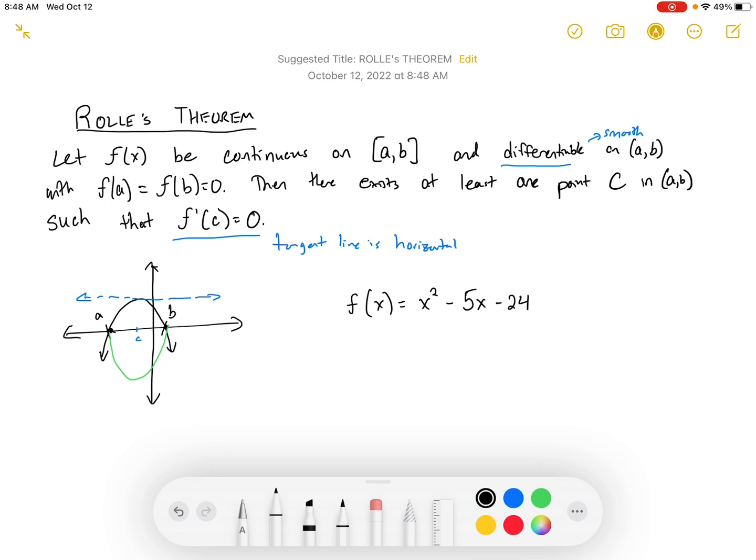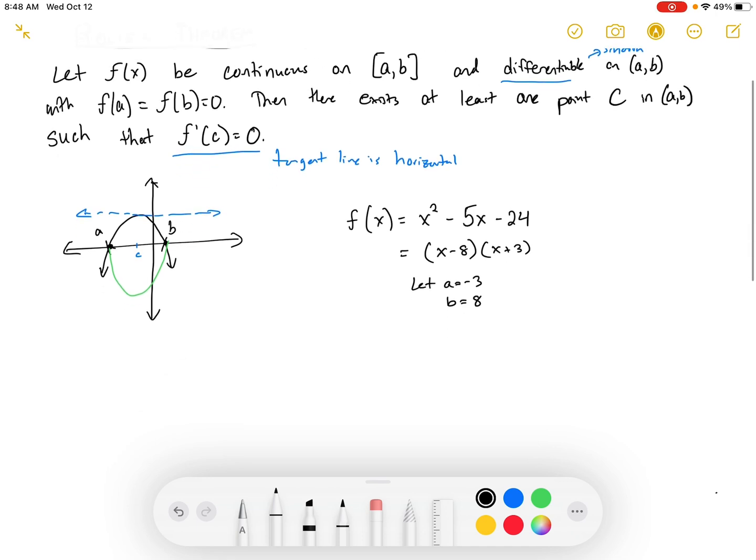Okay, so first we have to say, does this thing even have two zeros? And of course it does. If we factor into x minus 8 and x plus 3, it's 0 at negative 3 and 8. So we can let a be negative 3 and b be equal to 8, and we can graph this. This is an upward-facing parabola with zeros at negative 3 and 8.